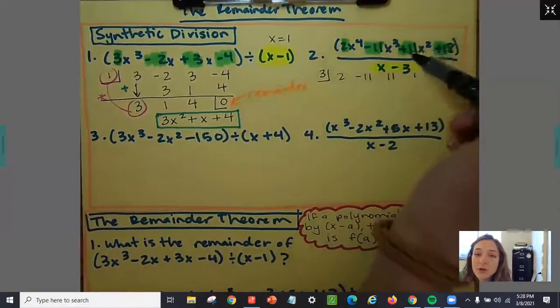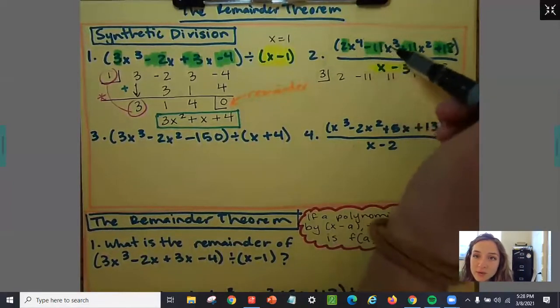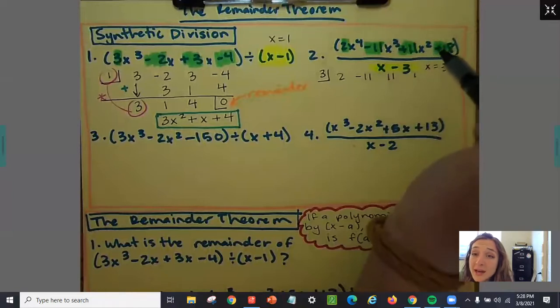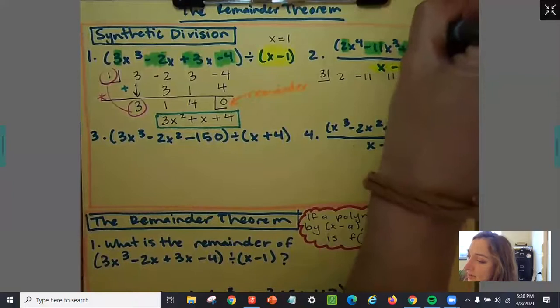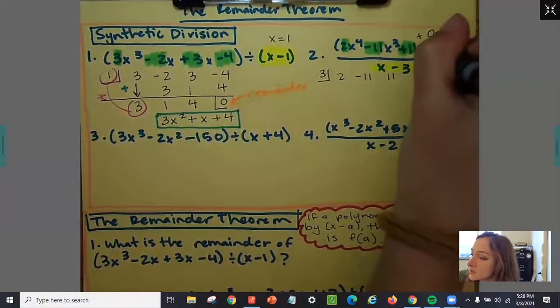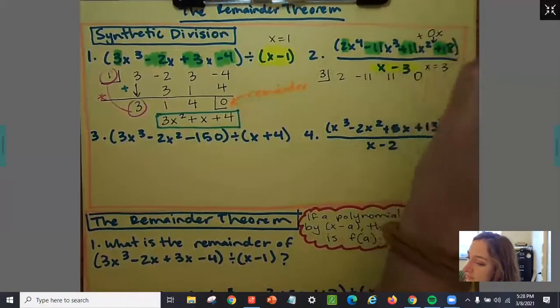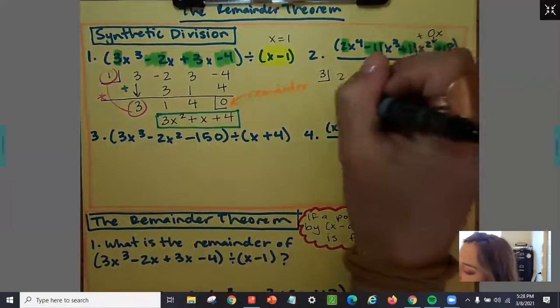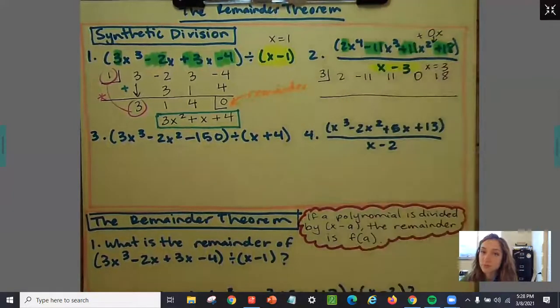Okay, so 2, negative 11, positive 11, 18. And actually, we have to go down in order. So it's x to the fourth, x to the third, x squared, x, and then plus 18. So this really had a plus 0x in the middle. So since there is a plus 0x, we need to write a 0 here for that term, and then 18 as the last one.